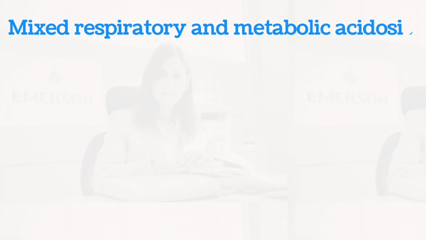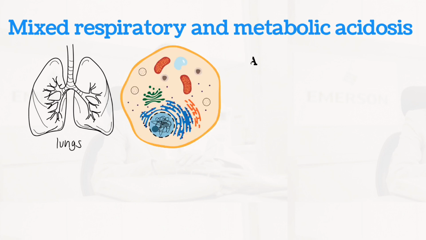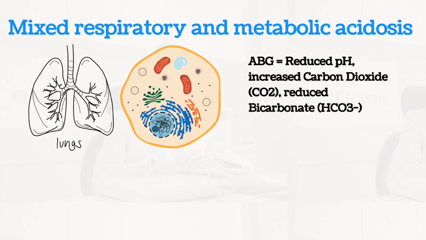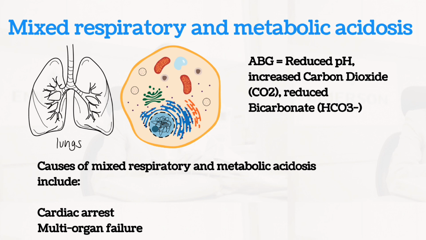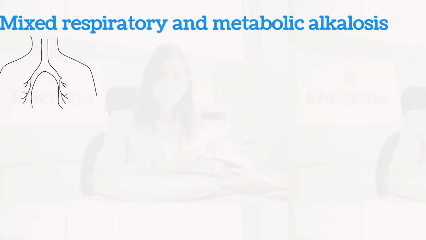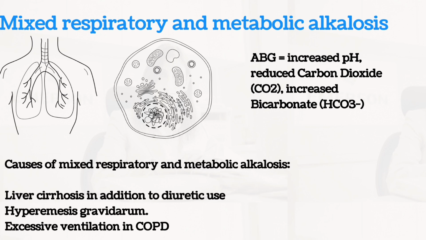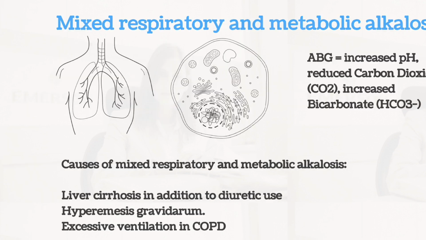A mixed respiratory and metabolic acidosis would have the following characteristics on an ABG. Reduced pH, increased CO2, reduced HCO3. Causes of mixed respiratory and metabolic acidosis include cardiac arrest, multi-organ failure. A mixed respiratory and metabolic alkalosis would have the following characteristics on an ABG. Increased pH, reduced CO2, increased HCO3. Causes of mixed respiratory and metabolic alkalosis: liver cirrhosis in addition to diuretic use. Hyperemesis gravidarum. Excessive ventilation in COPD.